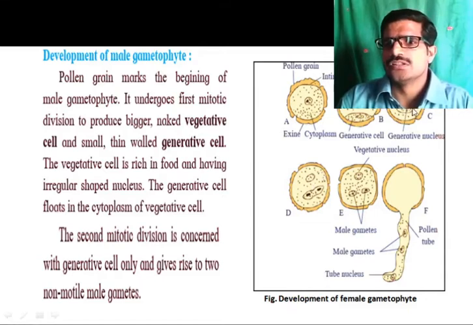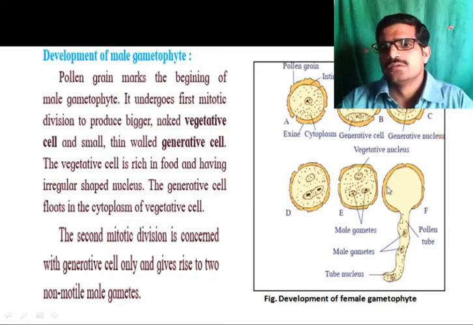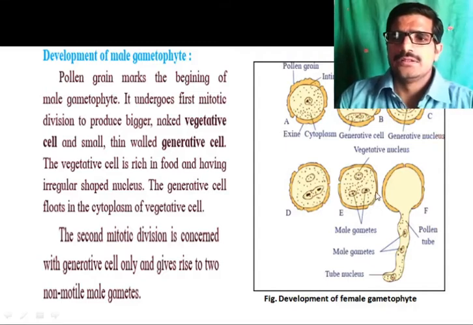In the diagram, this is the generative cell. This generative cell divides mitotically. There is formation of two male gametes. So after pollination on the stigma, this pollen grain germinates on the wall of the stigma, and it imbibes the sugary substance from the wall of the stigma, and the volume of this pollen grain increases in size.